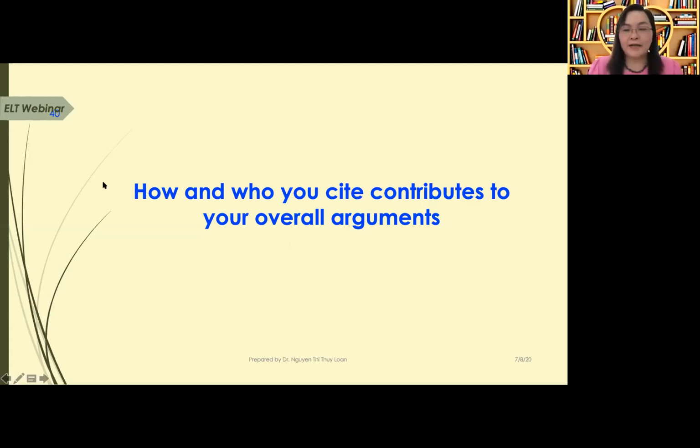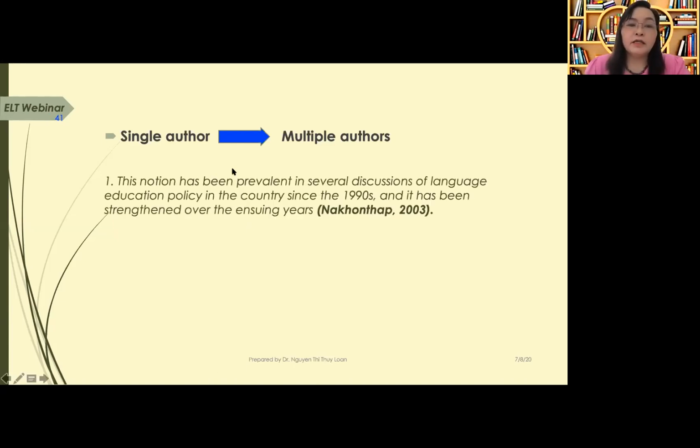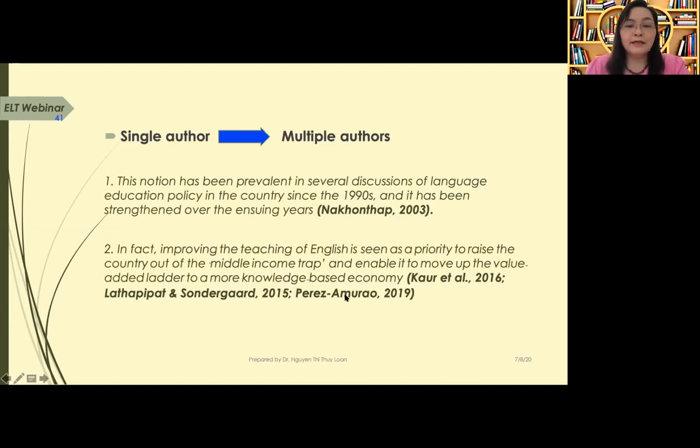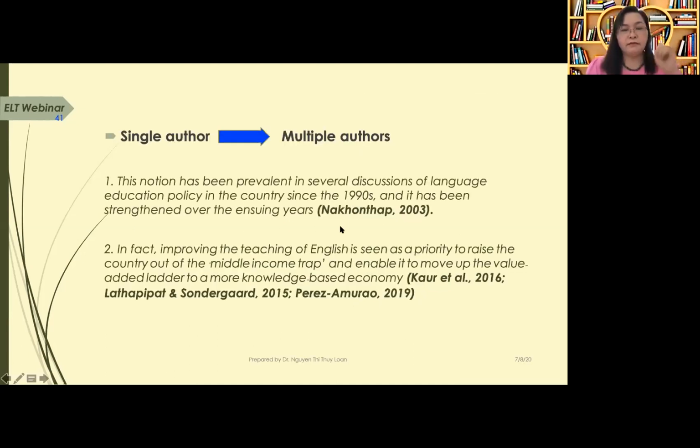Now let's go to the next one. Look at the example here between a single author citation and multiple author citation. The single author citation is this sentence: you make a statement and then you put the name of one researcher or one authority in the bracket. And the second one is the multiple author citation. This means that you group the names of a lot of researchers in the bracket. So what is the difference between the two?